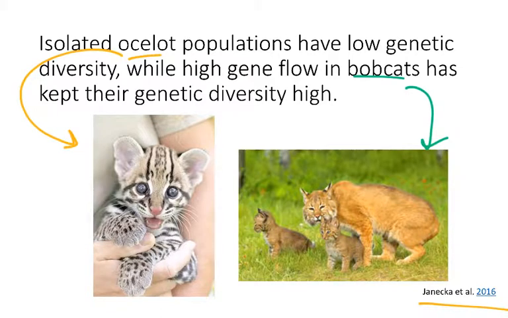In contrast, the bobcats are a much wider ranging species, and so they are still able to maintain high gene flow among their populations. So the bobcats have been able to maintain relatively high genetic diversity. This is one example of how knowing about gene flow can help inform us about potential species of conservation concern, and if one species might potentially be able to do better if they're maintaining high gene flow versus another.